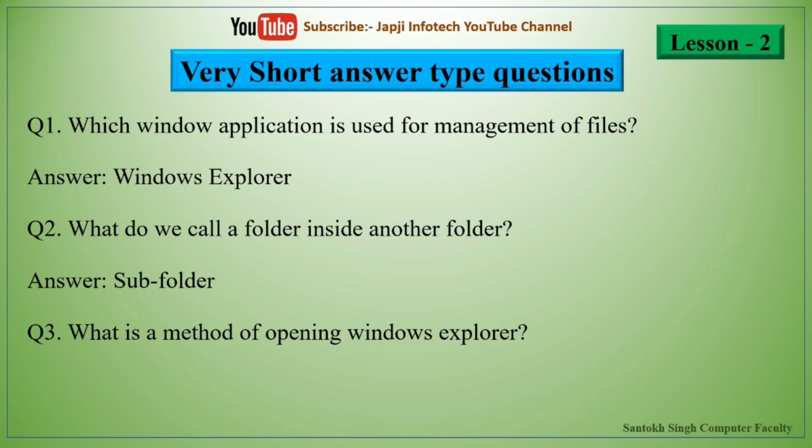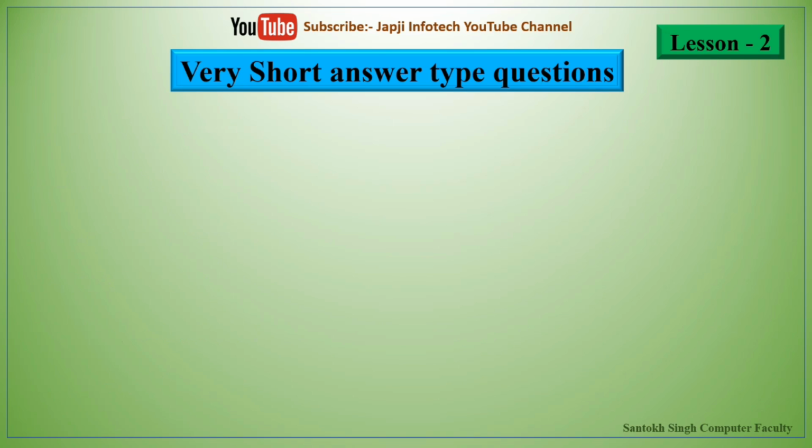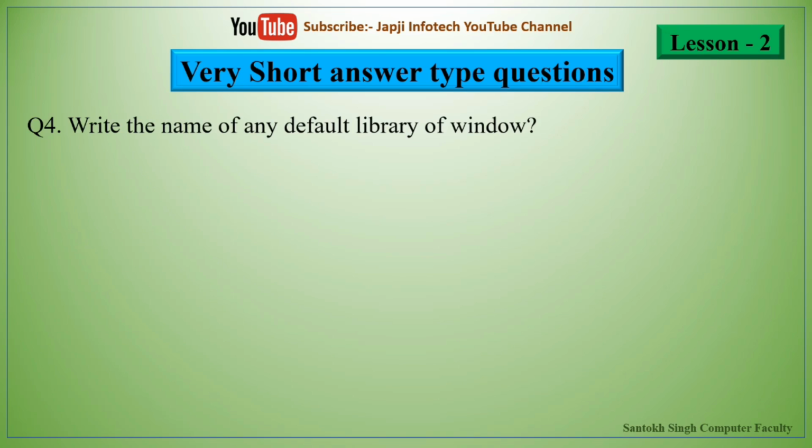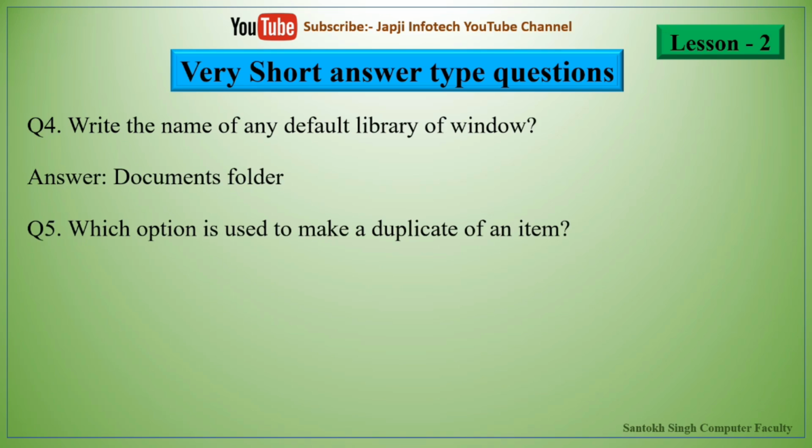The third one is: what is a method of opening Window Explorer? The right answer is Windows key plus E. Using this key we can open Window Explorer. Our fourth question is: write the name of any default library of Windows. The right answer is the Documents folder. The fifth one is: which option is used to make a duplicate of an item? The right answer is the copy and paste option.